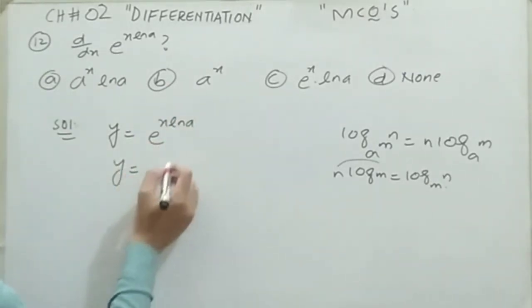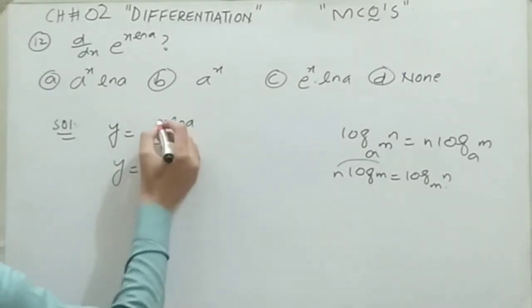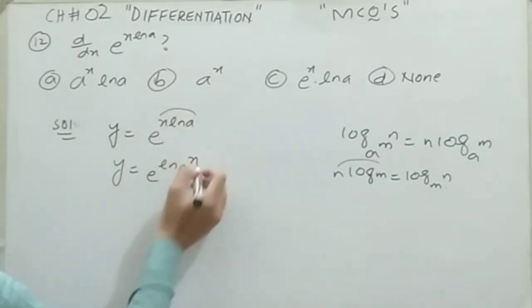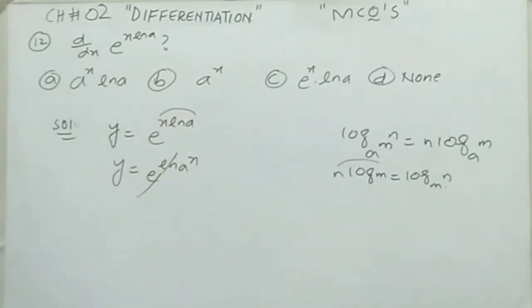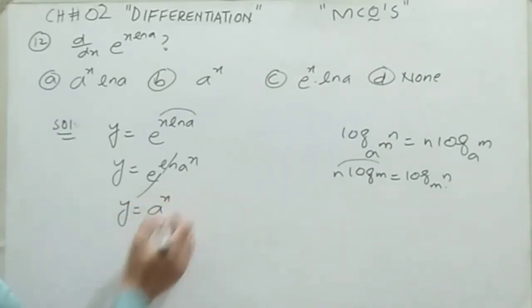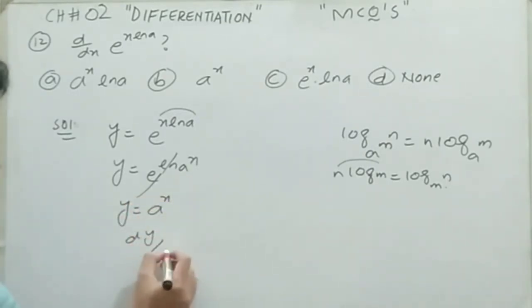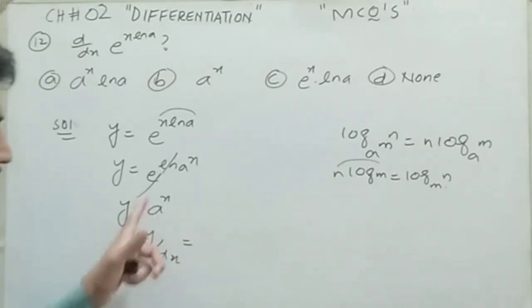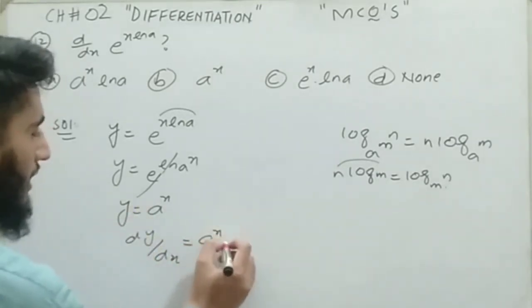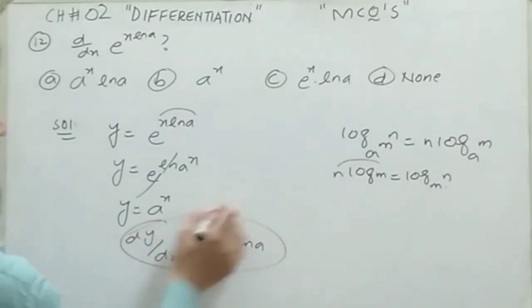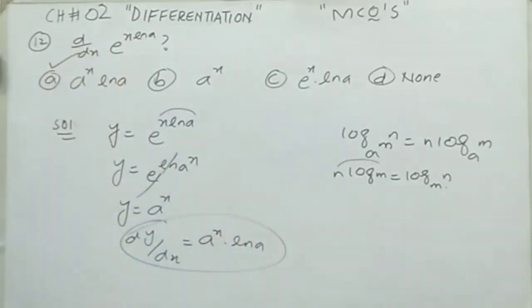So it becomes y is equal to e power ln of a raised to the power x. E and ln cancel with each other. They are the reciprocal of each other, so y will be equal to a raised to the power x. So taking derivative of both sides, dy by dx will be, remember the derivative of a power x is always equal to a power x ln of a. So the required result is a power x ln a. The correct option is option A.